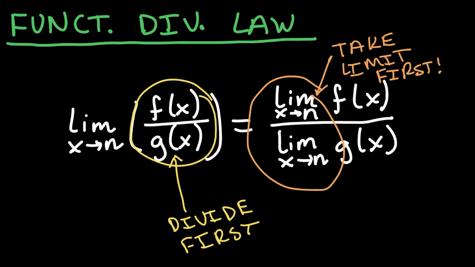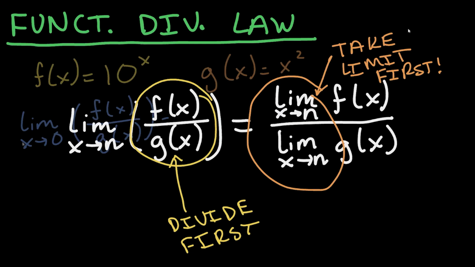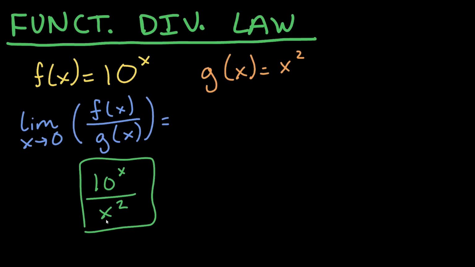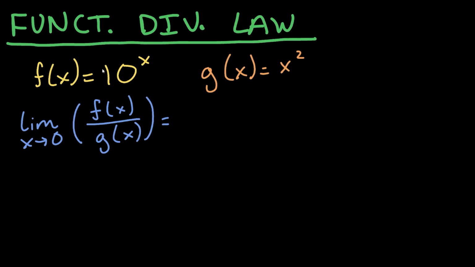Let's apply this concept to a harder problem, and then we'll be good for today. In this example, we're looking at the limit as x approaches 0 of f of x divided by g of x. And so in an expression format, we have 10 to the x over x squared. Now, unless you know how to do this as division, which I don't even know how to do, so good luck, it's probably better that we take the limit of each side first and then divide the limits when it gets there. So let's apply the limit to 10 to the x first.